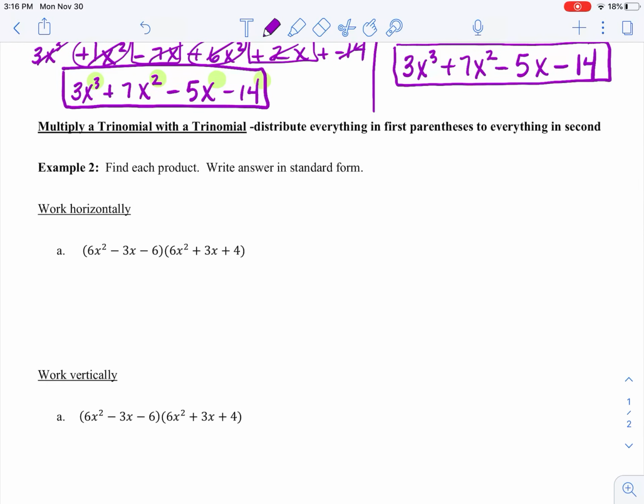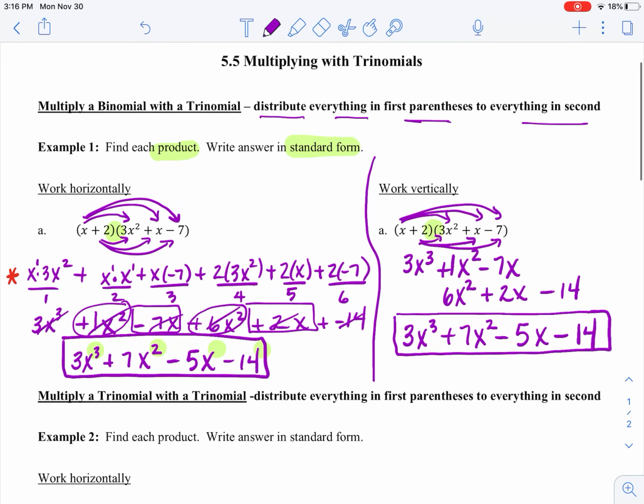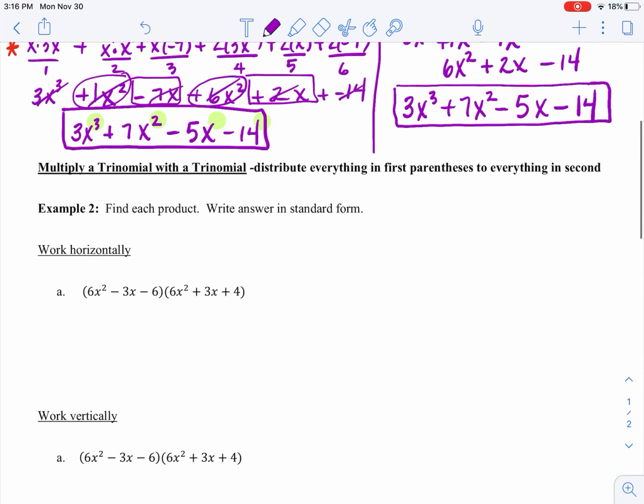So it's still the same thing. Like I said, in section 5.4, we were doing binomial times binomial. We were just distributing twice. With trinomials, you're distributing 3 times, okay? So what I have written here is this: distribute everything in the first parentheses to everything in the second. That is always the rule. That's always the rule when you're multiplying, okay? It's not just the rule in this section. It's the rule for multiplication.